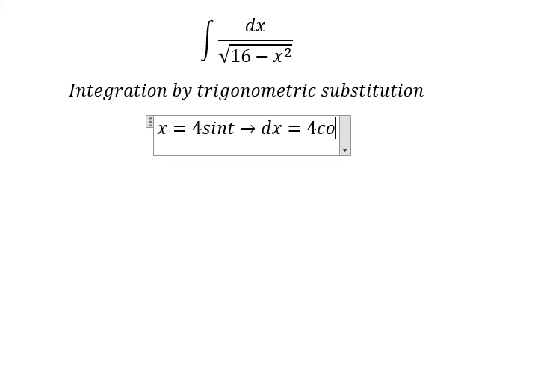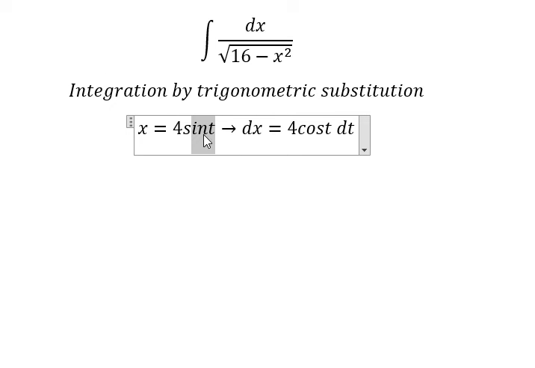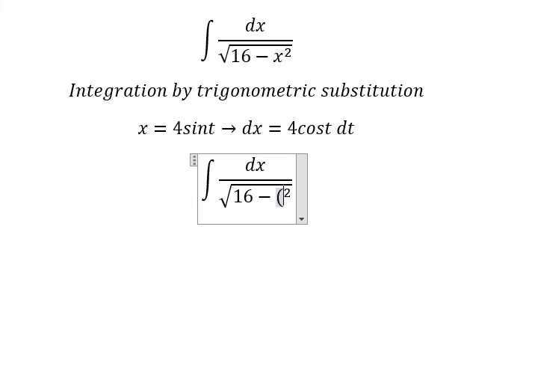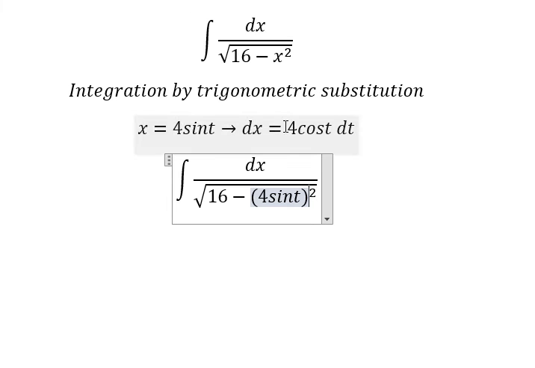And ds, we have 4 cosine t dt. After we do first the derivative of sin t, you got cosine t. So we put this one going in here. This one we change by this one.